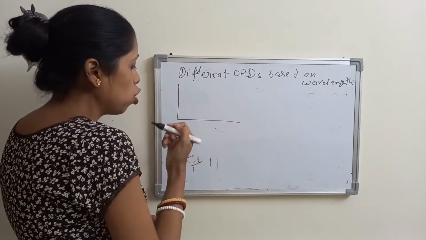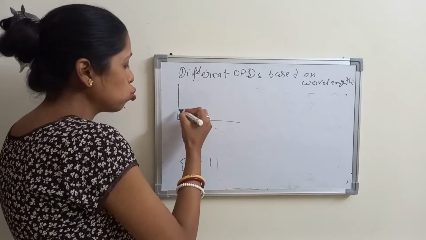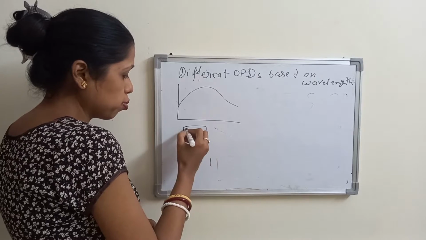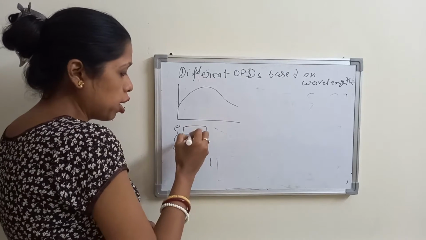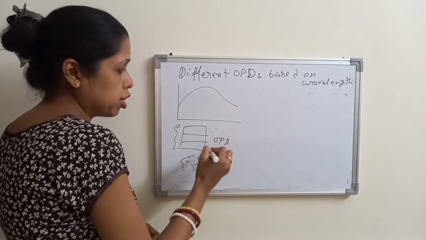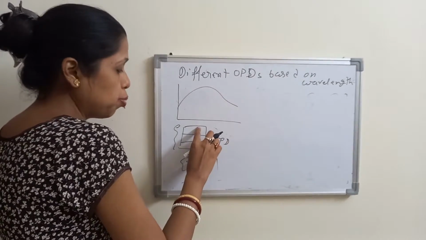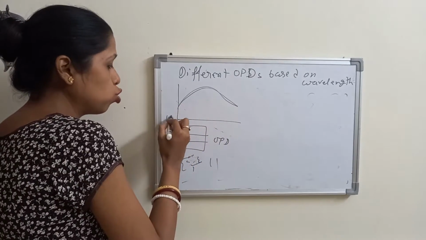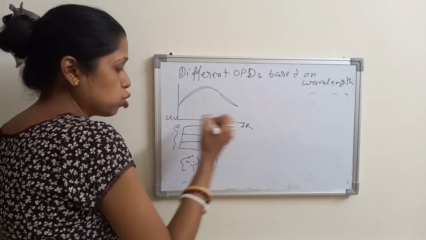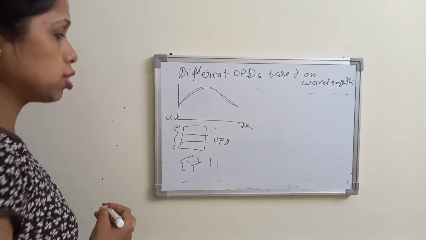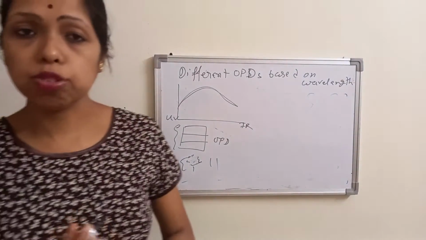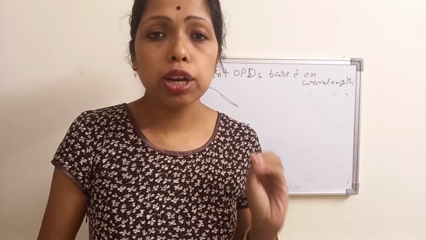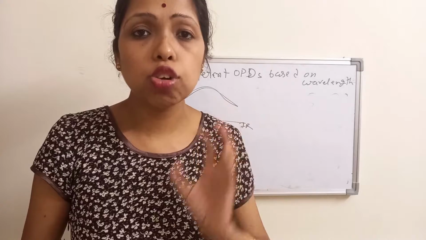Wavelength selective OPD means we can design one OPD, suppose multiple layers are there. This is the OPD, multiple layers are there. So if multiple layers are there, then it can give the photo response from UV to IR region, suppose, right? But what is the wavelength selective OPD? We can design the OPD in such a way that we can choose a particular wavelength.